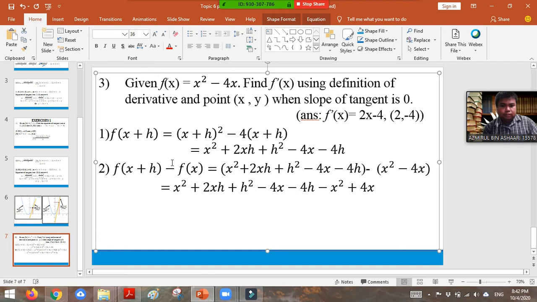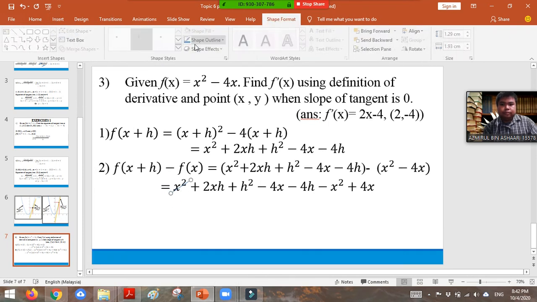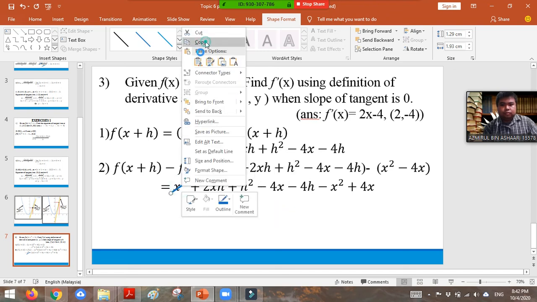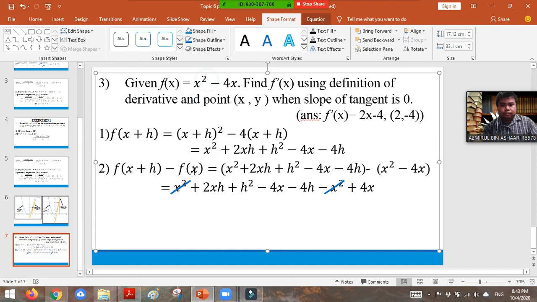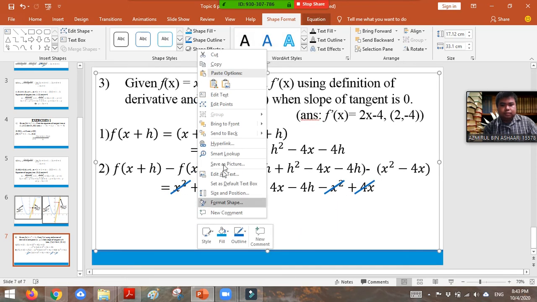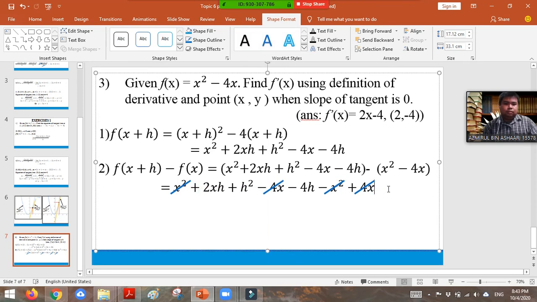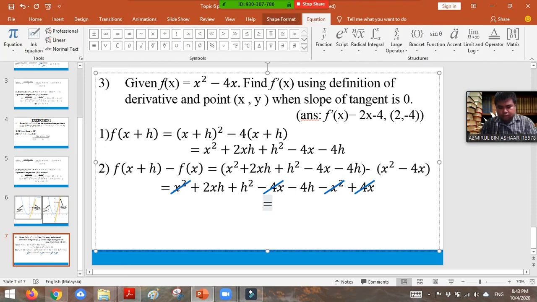Okay, for this one you can see that you can eliminate x squared with negative x squared, and 4x with negative 4x, and then you only get 2xh plus h to the power of 2 minus 4h.